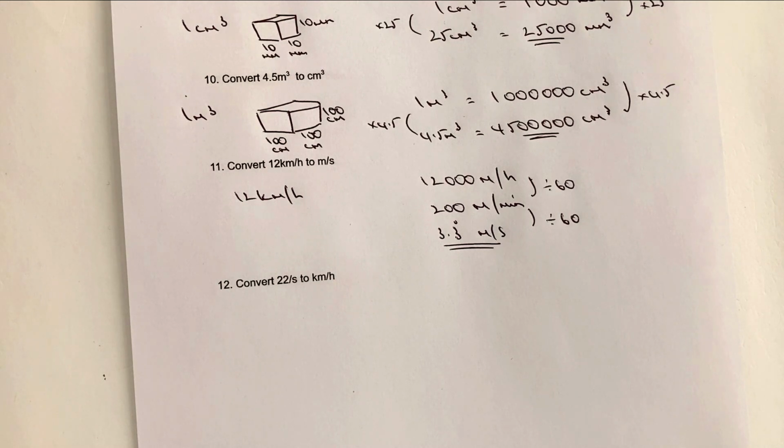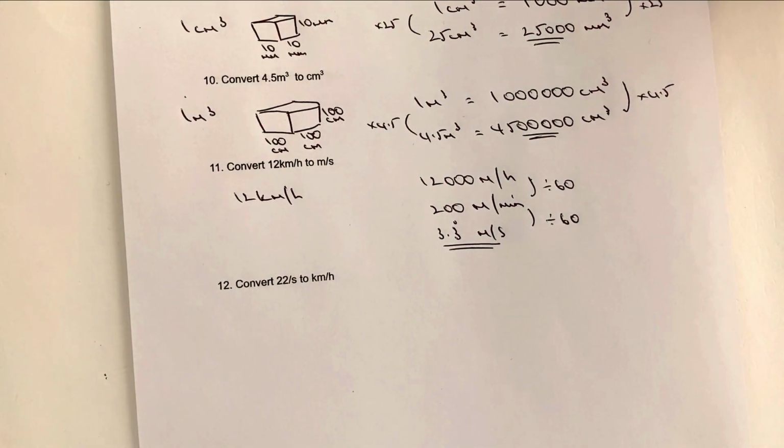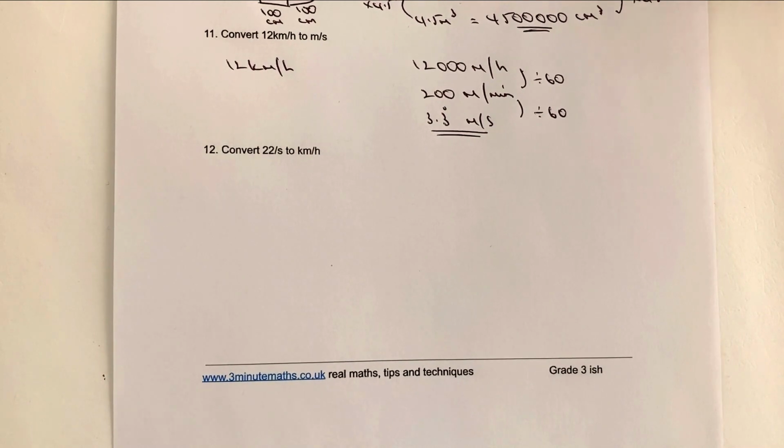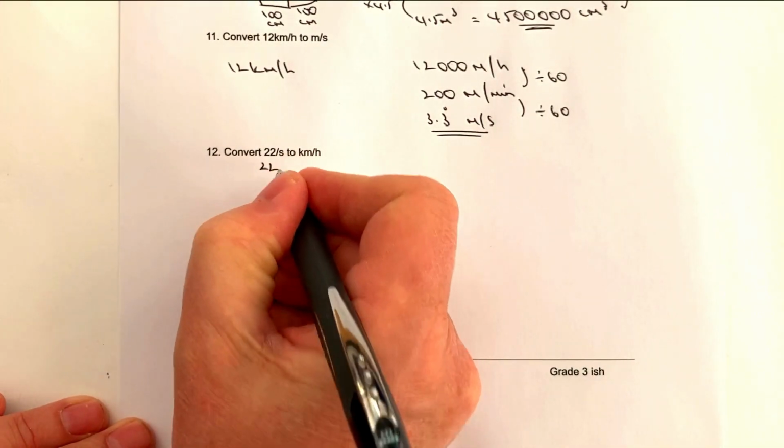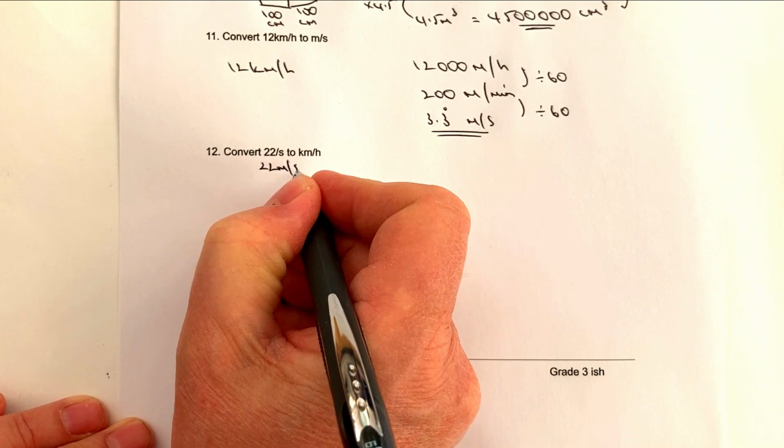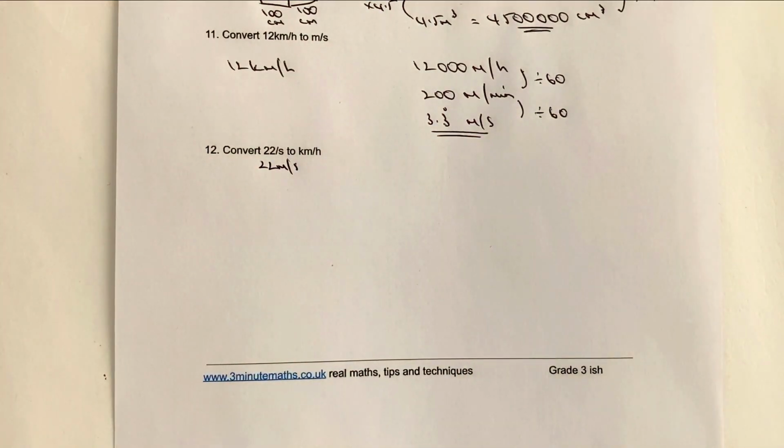All right, let's have a look then at number 12, which is going to be the last question in this particular section. Number 12, 22 is supposed to be, I'm so sorry, 22 meters per second. So we're actually going to go the other way. I'll correct that on the actual worksheet when I send the worksheet out. So 22 meters per second to kilometers per hour.